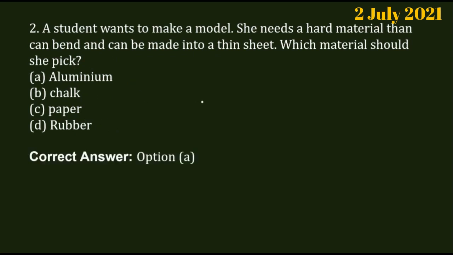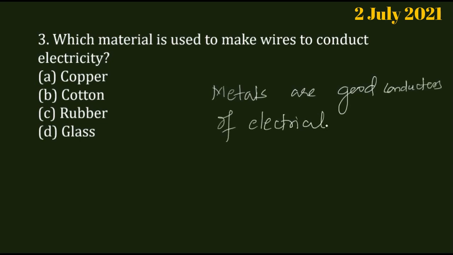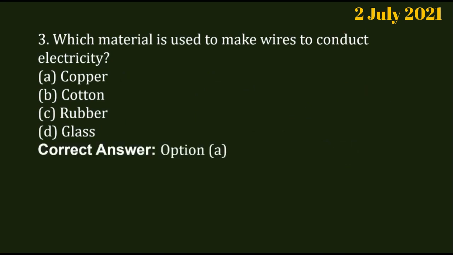So option A. Third question. Which material is used to make wires to conduct electricity? Again, we know that metals are good conductors of electricity. This is one of the properties. This question is to test whether you know this property or not. Copper is a metal, whereas the rest of these are not metals. The answer has to be a metal only, because metals conduct electricity. So copper is the right answer.